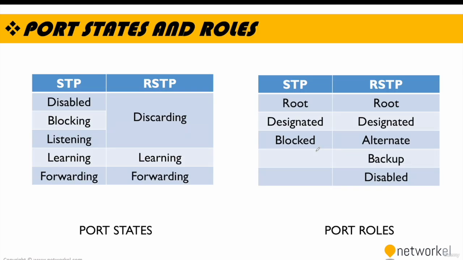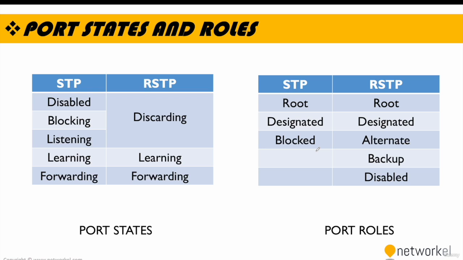In spanning tree protocol, each port on a switch can be in one of five states. These states determine how the port handles traffic and its role in maintaining a loop-free network. In the blocking state, as you know, the port does not forward frames and only listens for BPDUs. The listening state is where the port prepares to forward frames, but it does not send or receive any data.